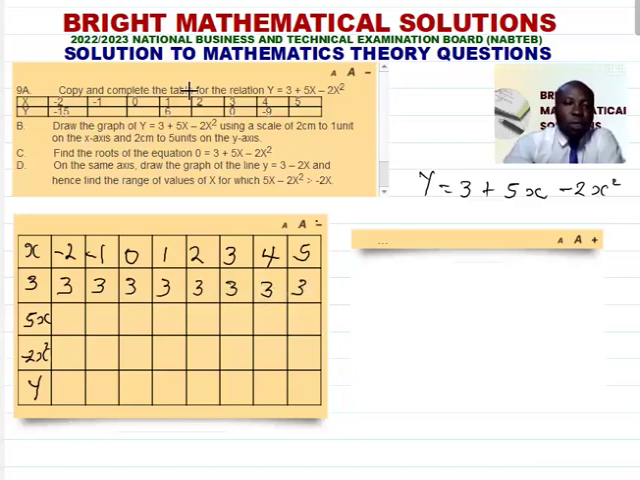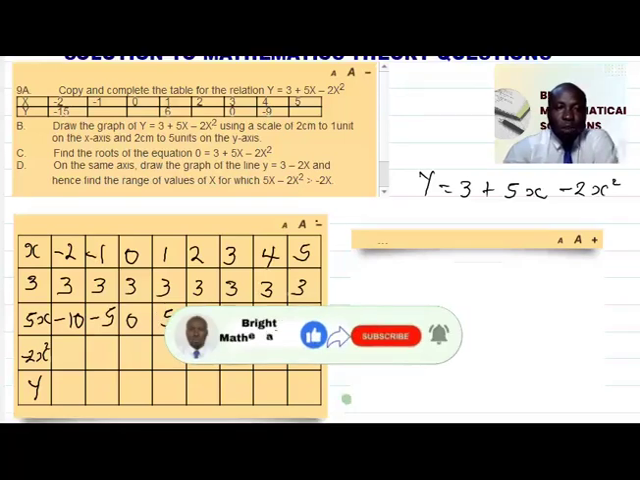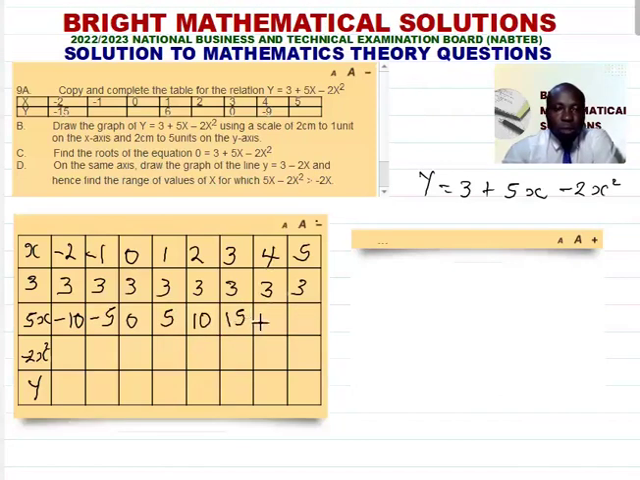Now, after we've completed that, we are now going to come to the next one. This is 5x. We are going to be multiplying for each value of x. So 5 multiplied by minus 2 gives us minus 10. 5 multiplied by minus 1, that's minus 5. 5 multiplied by 0, that's 0. 5 multiplied by 1 gives us 5. 5 multiplied by 2 gives us 10. Multiplied by 3, that's 15. 5 multiplied by 4, that's 20. 5 multiplied by 5 gives us 25.